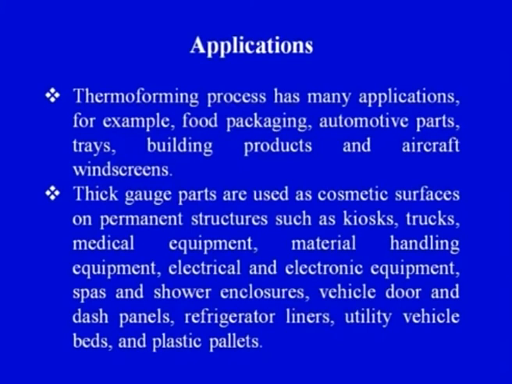Thick gauge parts are used as cosmetic surfaces on permanent structures such as kiosks, trucks, medical equipment, material handling equipment, electrical and electronic equipment, spas and shower enclosures, vehicle door and dash panels, refrigerator liners, utility vehicle beds and plastic pallets. So, different sheets can be made, and even if it is on the thicker side, because we have already seen in the previous slide, very thick sheets cannot be thermoformed, but a relatively thick sheet as compared to thin sheets.